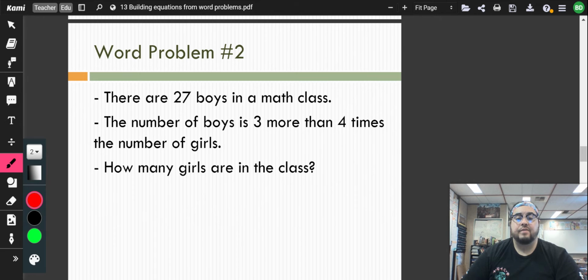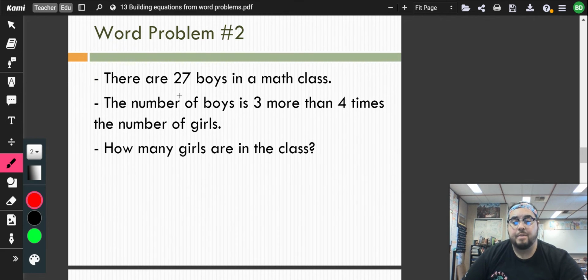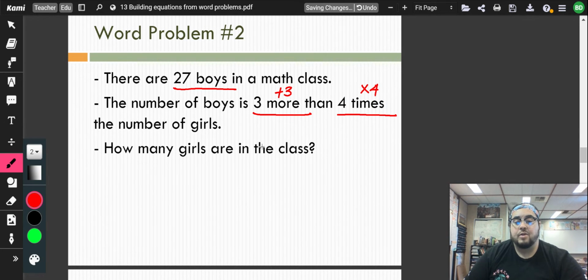There are 27 boys in the math class. That's a definite amount. I know that there are 27 boys based on the word problem. The number of boys is 3 more. 3 more means we're actually going to be adding 3. Then 4 times, and again, 4 times means we're multiplying something by 4. I just don't know what it is yet. The number of girls. How many girls are in the class? Because the question is asking how many girls are in the class, girls is your unknown value. That's going to be your x.